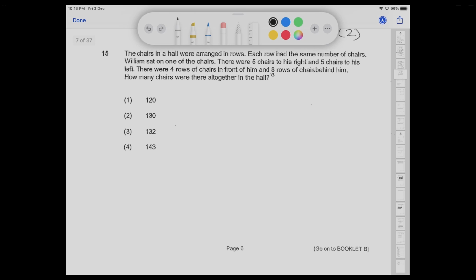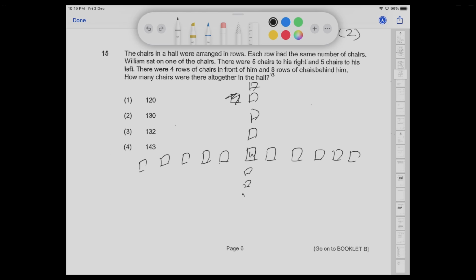Here we see a question about chairs. Chairs in a hall were arranged in rows. Each row had the same number of chairs. William sat on one of the chairs. This is William, say. There were 5 chairs to his right and 5 chairs to his left. There were 4 rows of chairs in front of him and 8 rows of chairs behind him. How many chairs were there altogether in this hall?